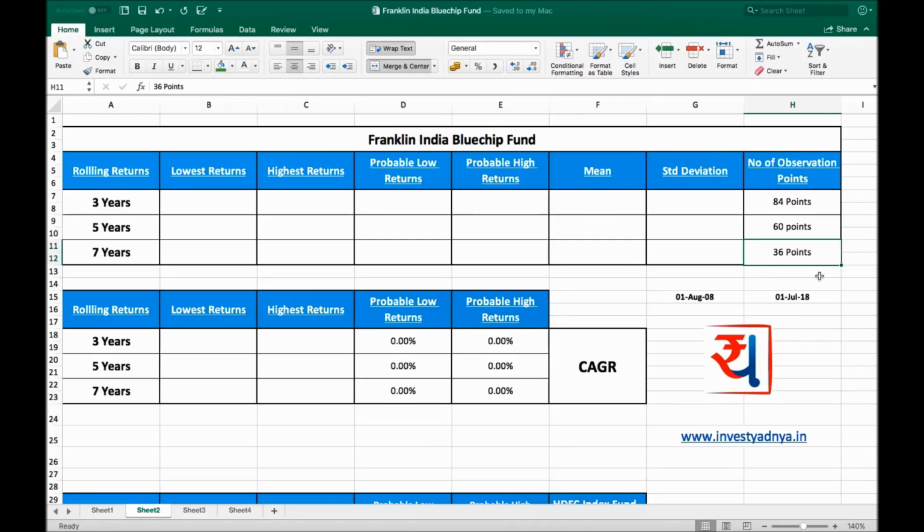These observation points are nothing but the different rolling returns, for 3 years, 5 years and 7 years. From these observation points we have taken out the mean and standard deviation values. These mean and standard deviation values we are going to use to predict the probable low returns and probable high returns for this fund. So we'll start with the 3 year rolling return category first.